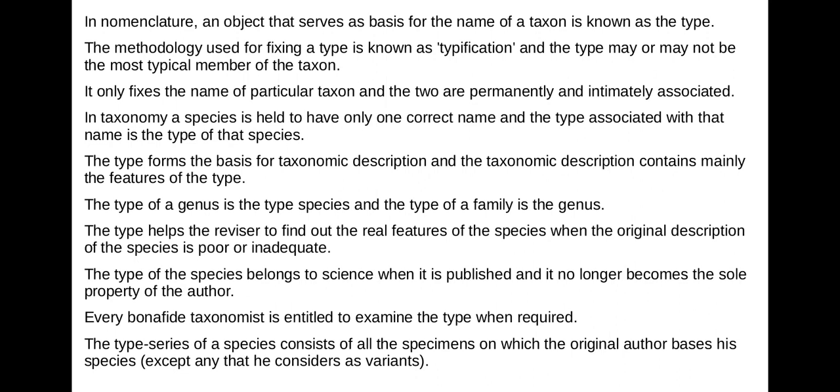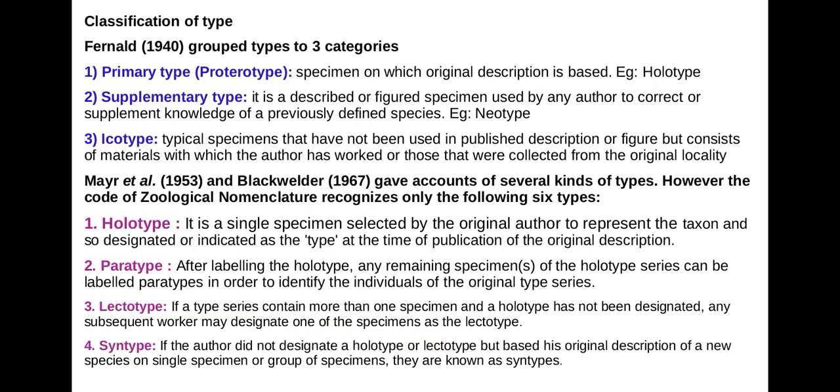The type of a species belongs to science when it is published, and it no longer remains the sole property of the author. Every bona fide taxonomist is entitled to examine the type when required. The type series of a species consists of all the specimens on which the original author bases his species except any that he considers as variants.